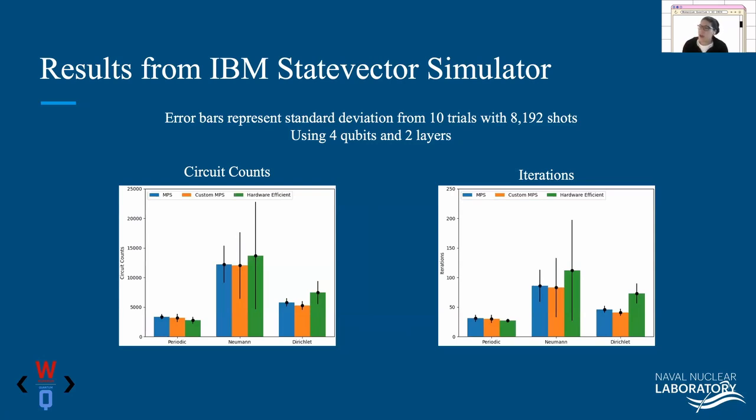And then looking at the cost of running these, here on the left, we have the number of circuits that had to be run. And for the Neumann and Dirichlet boundary conditions, we were able to find the solution by running fewer circuits, as well as in fewer iterations. The periodic boundary conditions were pretty similar.